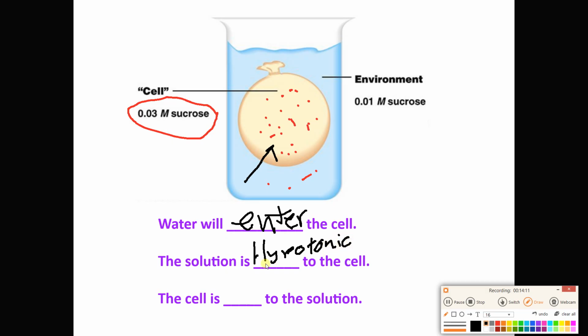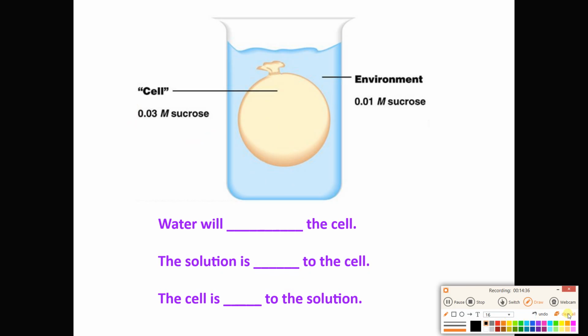Now notice that if the solution is hypotonic to the cell, we can flip this sentence around and talk about the cell as being hypertonic to the solution. That says hypertonic. Not the best handwriting on that one. All right, good stuff. Hopefully you got those right, or if not, hopefully you understand what's going on.